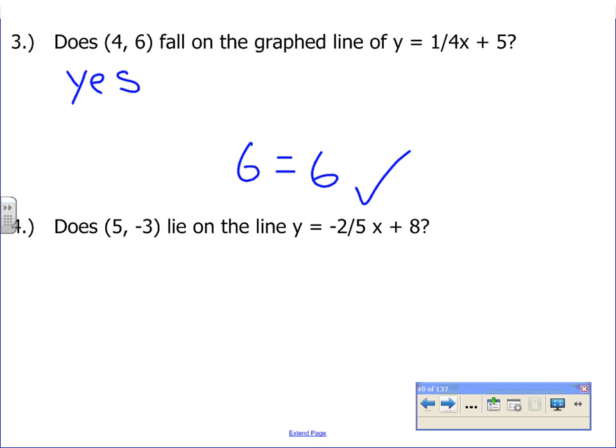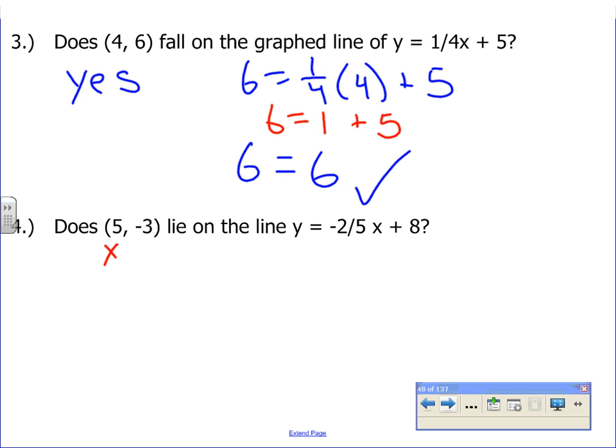So let me just go over one part of that. When you plug in your x and y, what is 1/4 times 4? Jake? Good, 1. So that's how you end up with 6 equals 1 plus 5. 1 plus 5 is 6. If you're not sure of fractions or you don't like them, put that in your calculator in parentheses and hit times 4. Okay, let's do number 4 together.